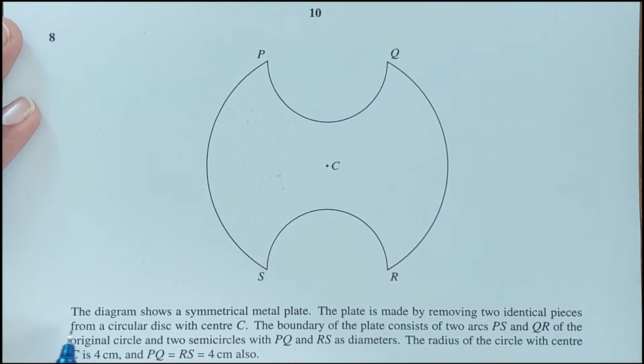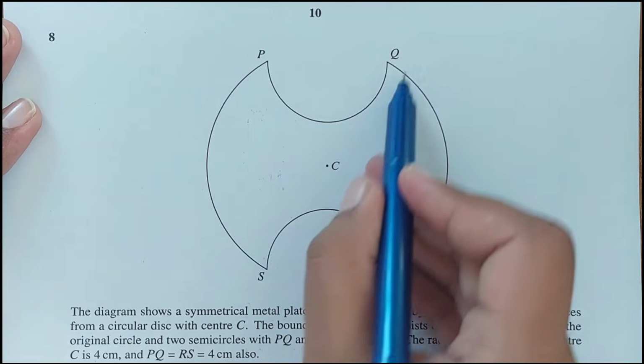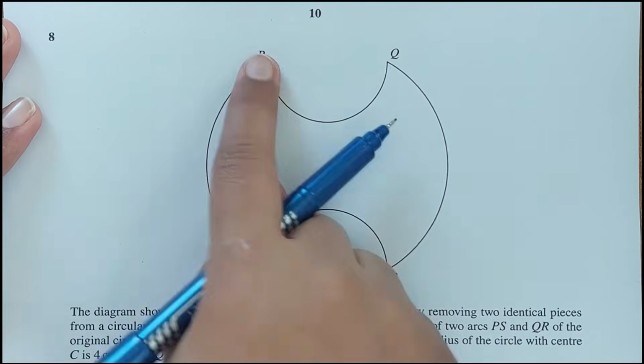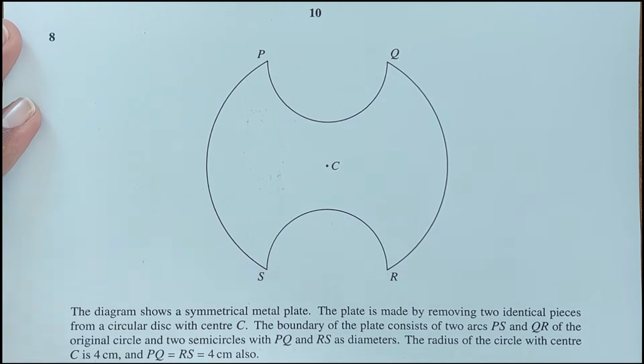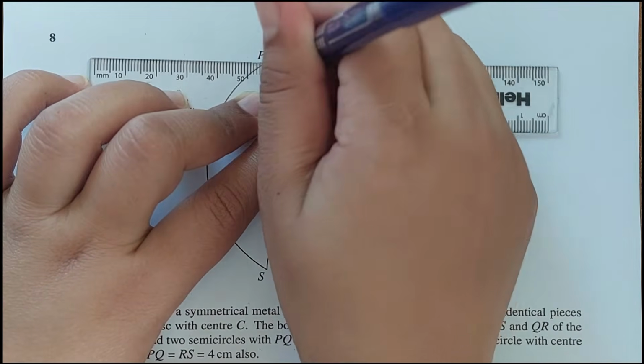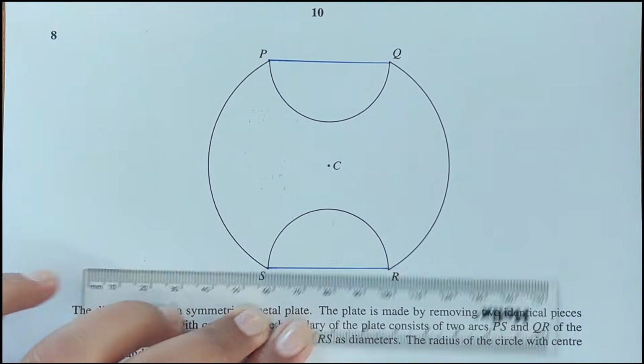Question number 8. The diagram shows a symmetrical metal plate. The plate is made by removing two identical pieces from a circular disc with center C. So these are the two identical pieces from a circular disc of center C. The boundaries of the plate consist of two arcs PS and QR of the original circle and two semicircles with PQ and RS as diameters, right? So PQ is the diameter and RS is the diameter of the two semicircles, right?